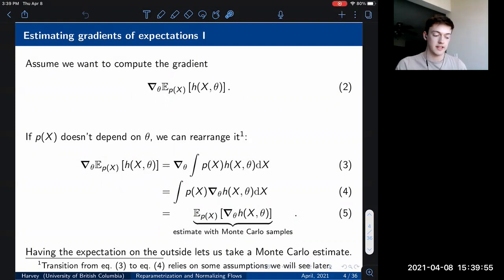And so we can estimate this with Monte Carlo samples of x. We can just sample x from p of x and then compute this term on the inside. We might be able to compute the inside term with, for example, automatic differentiation. Then we can take lots of samples of x and average them to get a Monte Carlo estimate. So in summary, when p of x doesn't depend on theta, then we can often estimate this without too much trouble.